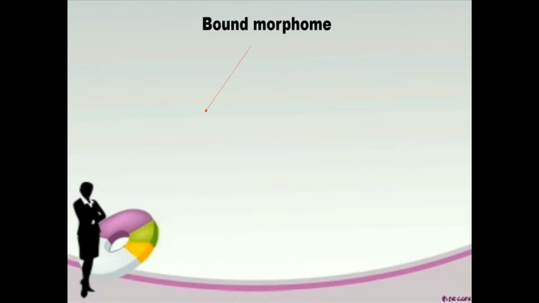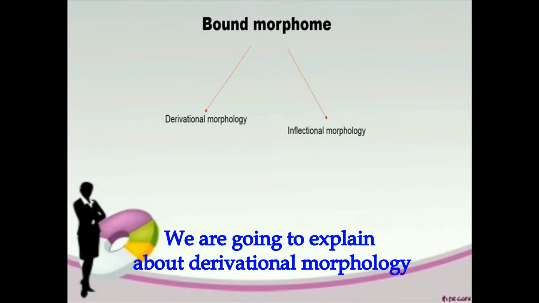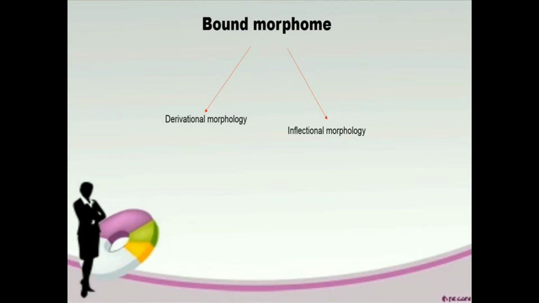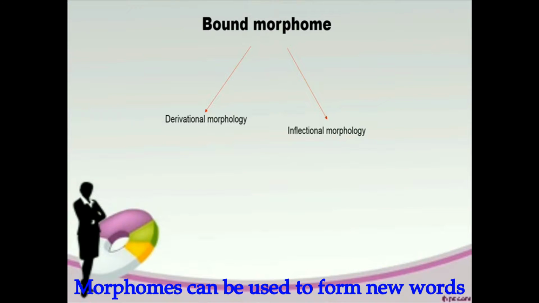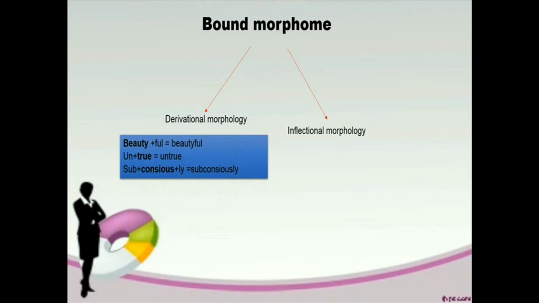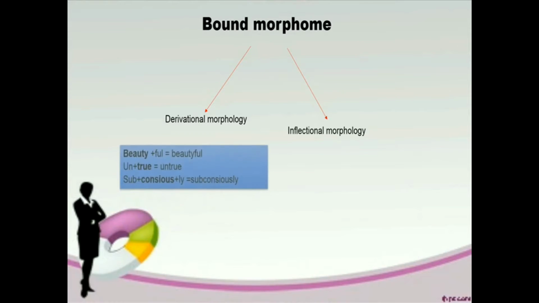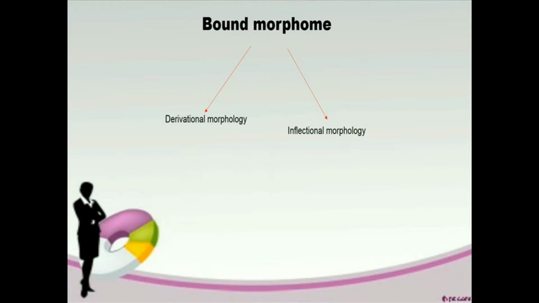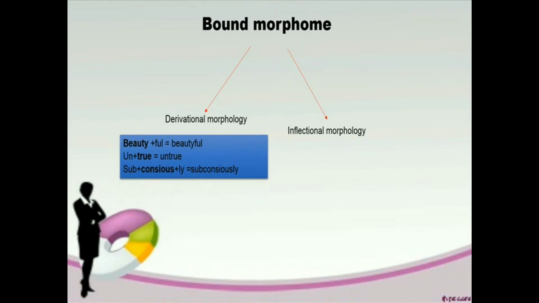Bound morphemes are divided into two, derivational morphology and inflectional morphology. We are going to explain derivational morphology. Morphemes can be used to form words like beauty and full, beautiful, untrue, subconsciously.